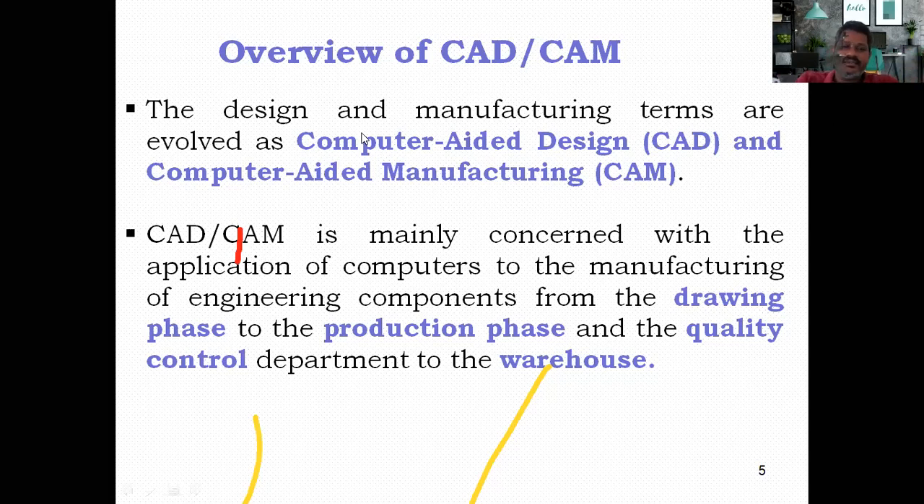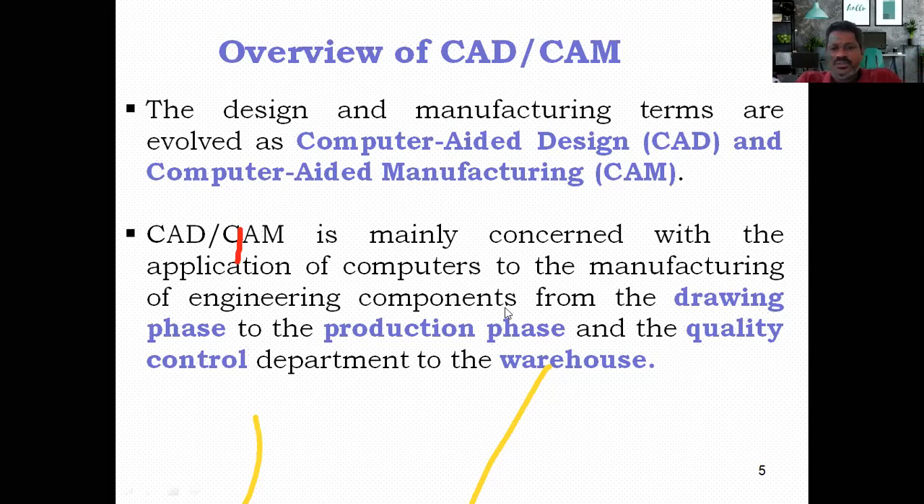So this is exactly the definition of CAD and CAM. CAD CAM is mainly concerned with the application of computers. As I said just now, computers are used in the manufacturing side as well as the design side. Then we are terming those two terms, and these two terms are evolved. Design and manufacturing terms are evolved as computer-aided design and computer-aided manufacturing.